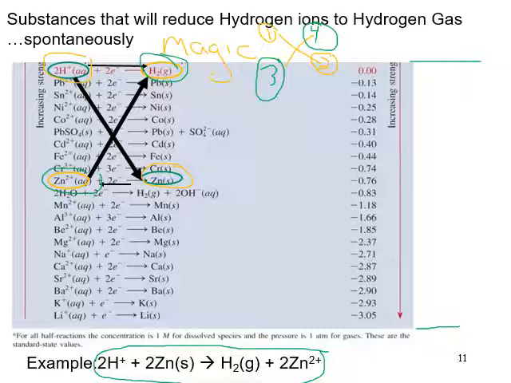Now if we check out the EMF, you run across here and you see that negative 0.76, and that negative 0.76 is what was determined by coupling it with the SHE, hooking it to a multimeter. And we got positive 0.76, but we had to flip it because it was being oxidized.